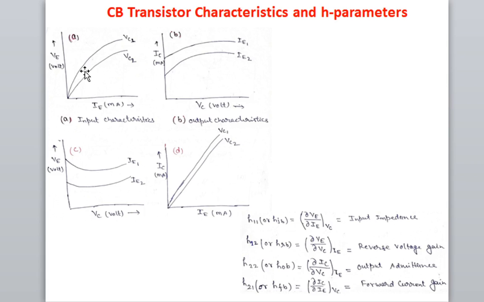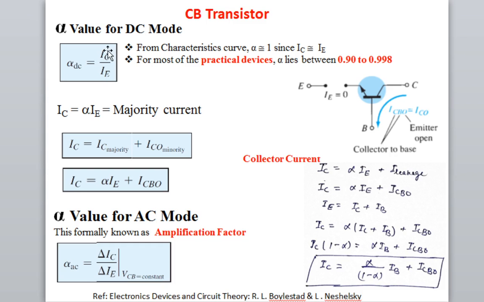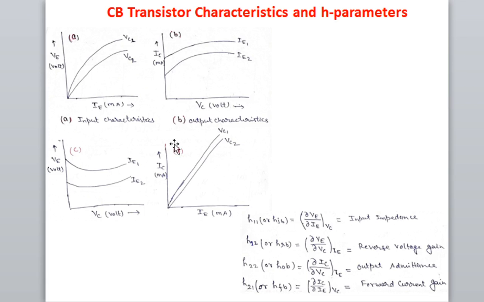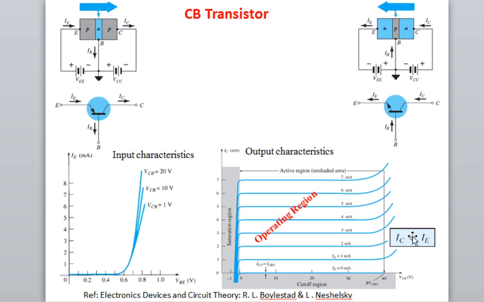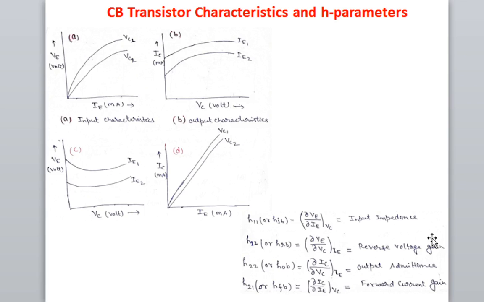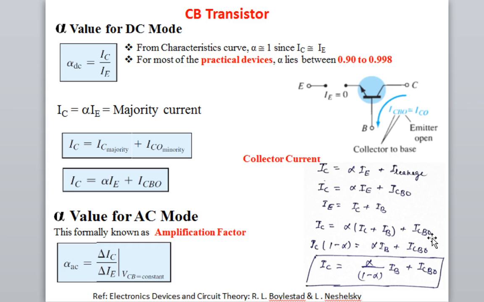Here we have IC upon IE, that is basically a current gain, a dimensionless quantity. So this alpha DC is a dimensionless quantity, and from the characteristic curve, if you go back, IC is always equal to IE. So for an ideal common base transistor, alpha is always equal to 1. This is always approximately equal to 1 if you consider IC equal to IE.